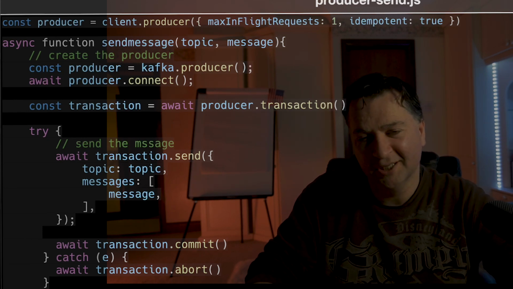Now, of course, the downside of the transactional approach is that there's a little bit more processing that Kafka's going to have to do, and therefore that will slow down your throughput a little bit as well. So there's a trade-off of performance against that level of transaction consistency.